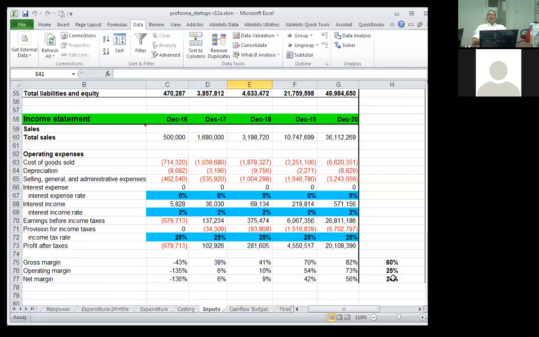At December 31st, 2019, this company had total sales for the year of 10.8 million. So what did they do in 2020? They increased the revenue by $26 million. And how did they do that? They did that by spending only $1.6 million more on all operating expense, including sales and marketing.